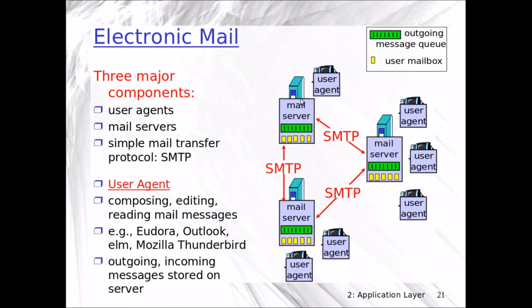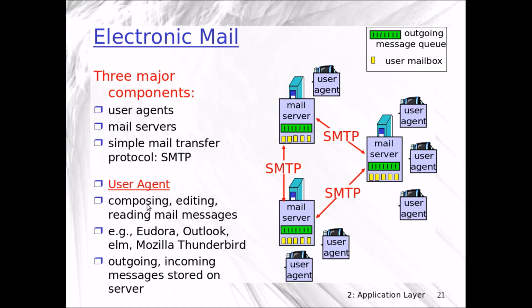We can see a number of mail servers here, and a number of user agents are associated with each mail server. For example, this can be a Gmail server, and this can be a Yahoo server. A user agent using a Gmail ID can send a mail to a Yahoo mail ID, another user agent. So the path will be from user agent 1 to the Gmail mail server, and from there to mail server 2, which is Yahoo, and from there to the other user agent. We will discuss each component in detail.